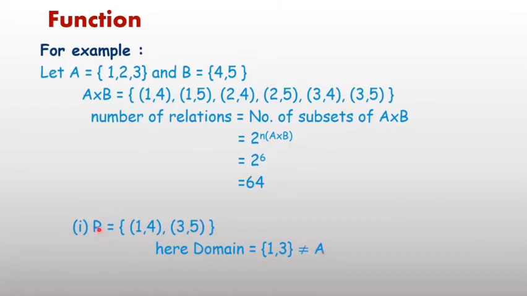This relation R is not a function from A to B. Now, second example, R equal to the collection of ordered pairs (1, 5), (2, 4), (3, 4), (3, 5). R dash written here is also a subset of A cross B, meaning it is a relation. Here domain is the collection of first components: 1, 2, 3, 3, which means domain equal to {1, 2, 3}.